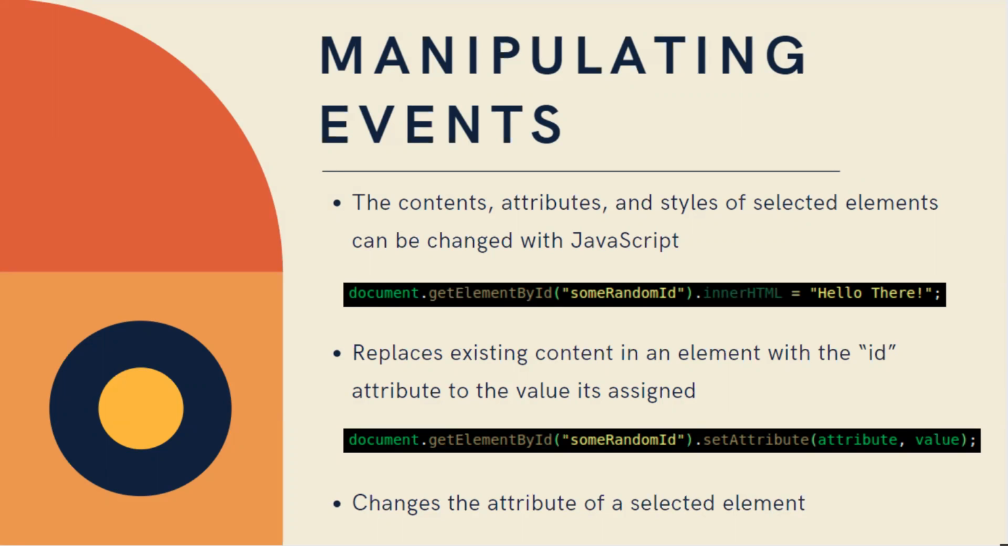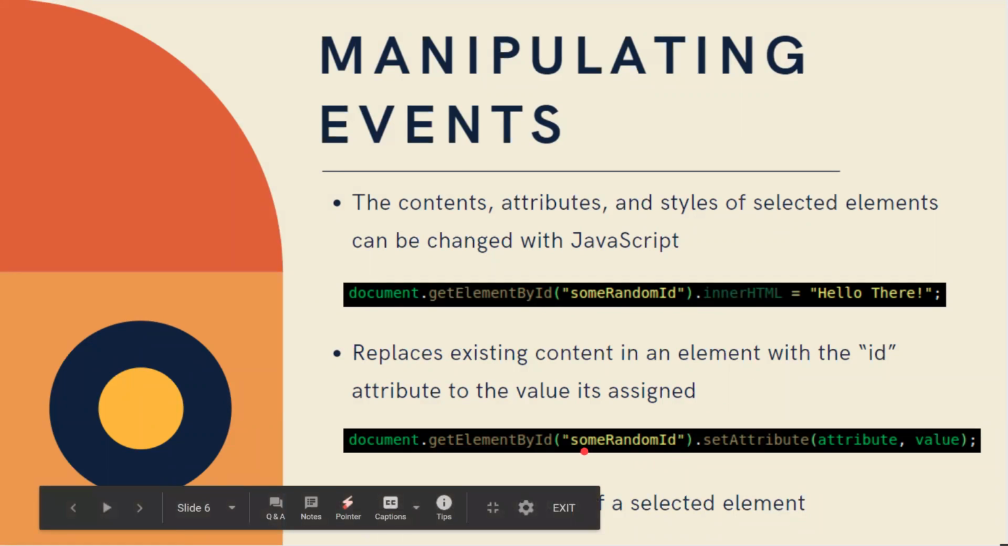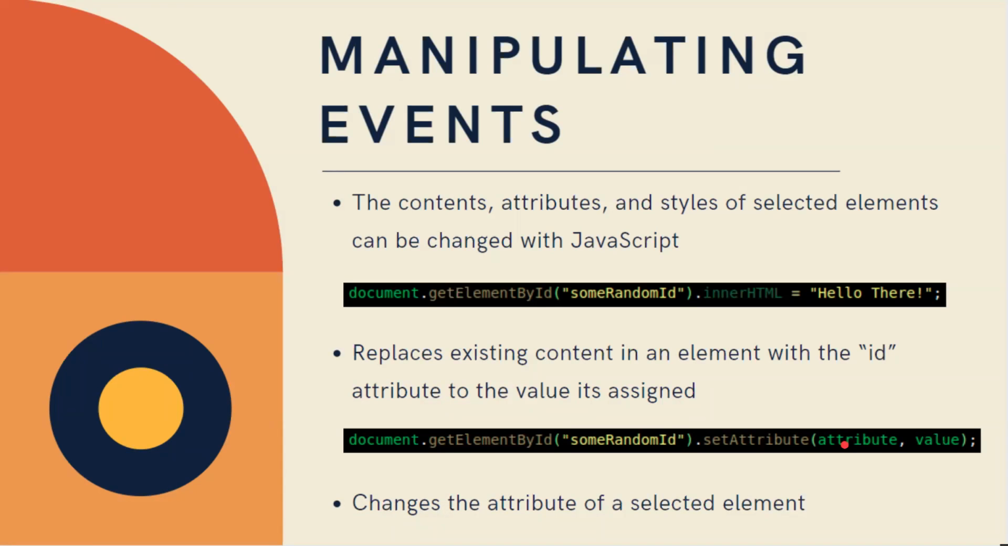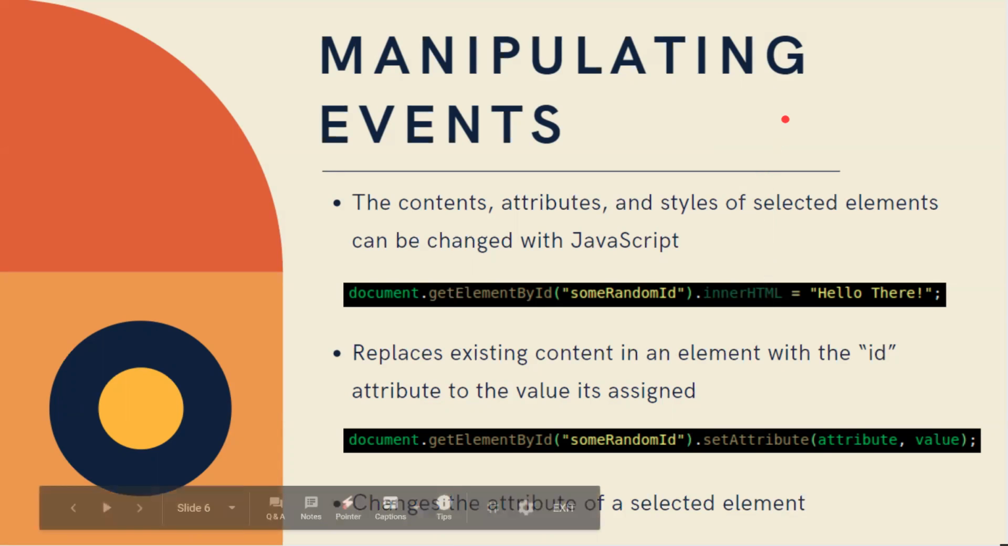Manipulating events is basically saying we're going to use JavaScript to manipulate the event. So we're going to say what happens when the event happens, right? Like document.getElementById, with an ID. We have an element, it has an ID, and we're using HTML so that we change it to hello there. So in this case, we're setting attributes. We're changing the code through JavaScript, if that makes sense. If you still don't get it, we can talk about it later.